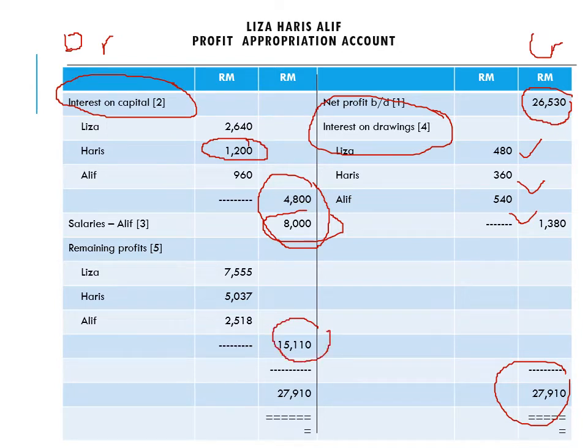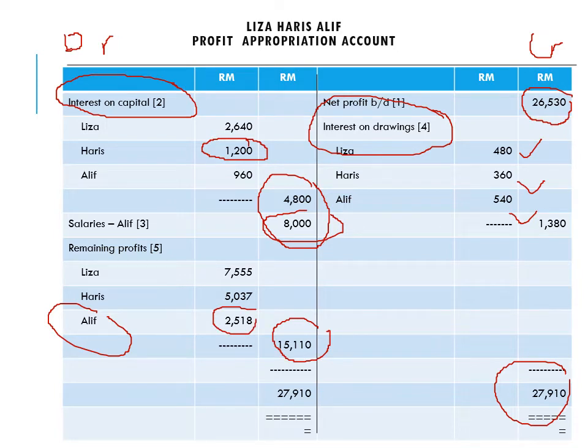This balance would have to be shared among the partners based on their profit sharing ratios, which is 3:2:1. Lisa would get 3, Harris would get 2, and Alif would get 1. So let's take an example for Alif. How do you get 2,518? It's actually 1/6 times 15,110.